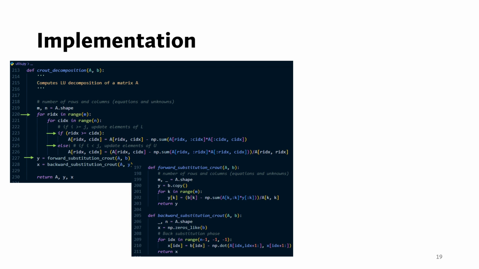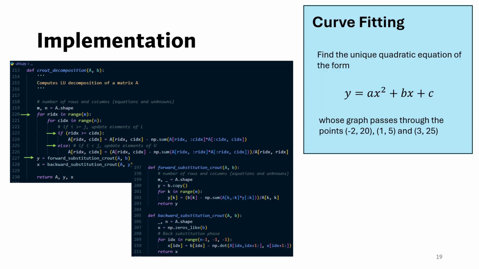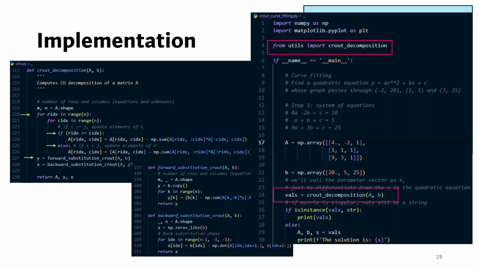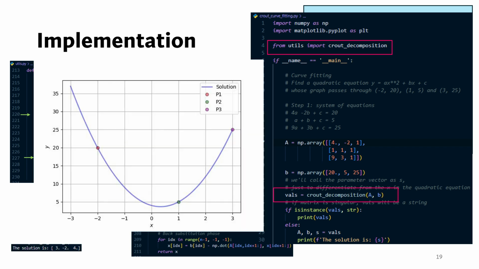Now let's try to solve our example curve fitting problem with Crout's decomposition method. In the curve fitting code, we again make two changes, one to import the Crout decomposition function and the other to use this function to get the solution, which is the same as we got in other previously discussed methods. That is, a is equal to 3, b is equal to -2, c is equal to 4.